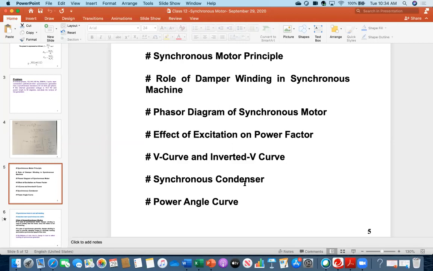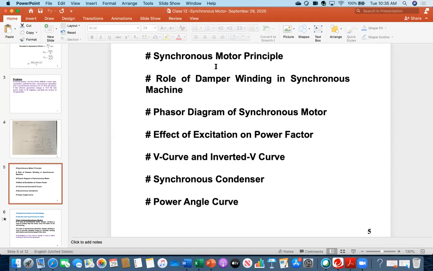This is pretty interesting. I mean, your motor will run, but then it will behave as a capacitor, meaning that if you see its voltage and current relationship, current will lead voltage by 90 degrees, and then we will call it the synchronous condenser. Very interesting. So we will be looking at these things. And then the last thing will be the power angle curve.